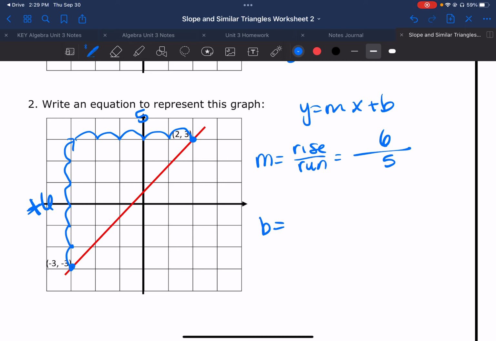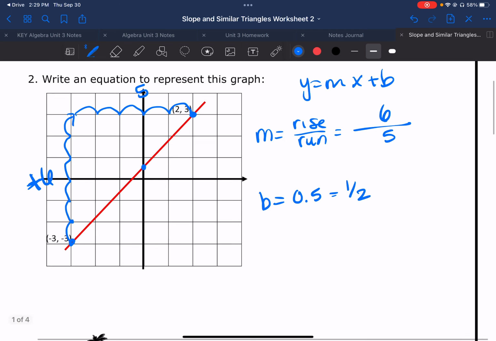Now that I have my slope, all I need to do is find my y-intercept. Scan my y-axis, and bam, this is my y-intercept. I'm just going to approximate because it's not perfect. Well, let's just say this is a half right here, okay? So it's going to be 0.5. Or you could write a half, 1/2.